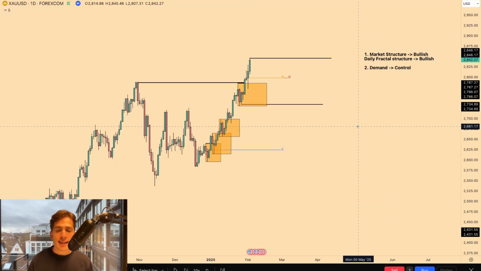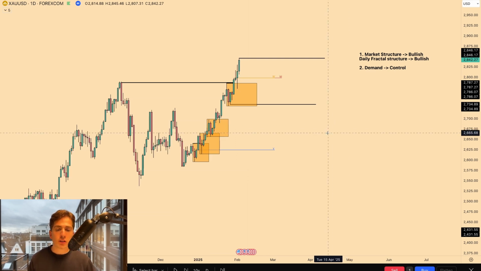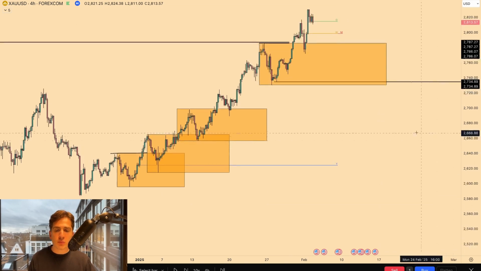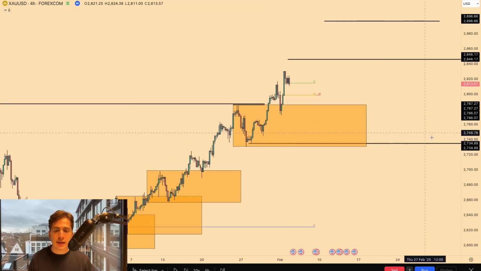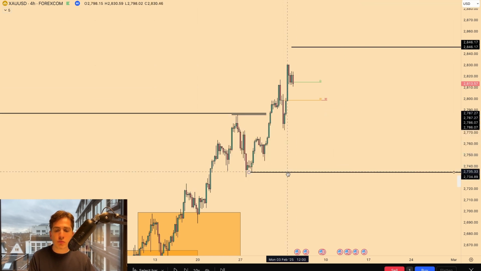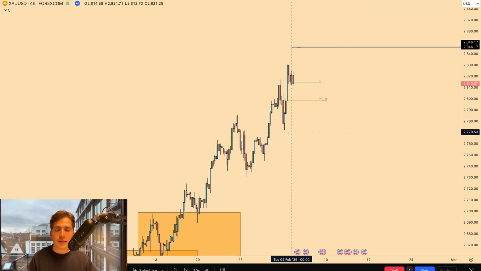Now that we understand that demand is in control and that the overall market structure is bullish, I want to dive into the 4-hour time frame, because on the 4-hour time frame we want to see pretty much the exact same, where demand is in control. And what I'm going to do here on the 4-hour time frame is just remove a little bit of these lines just to make it nice and simple.